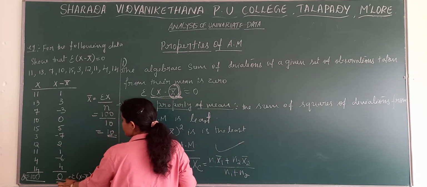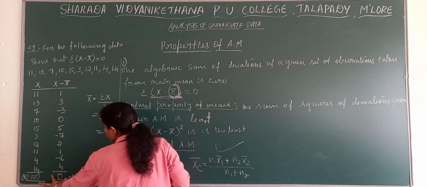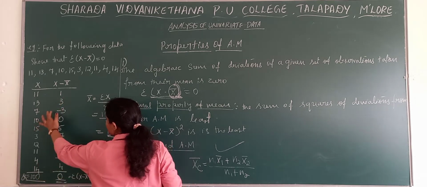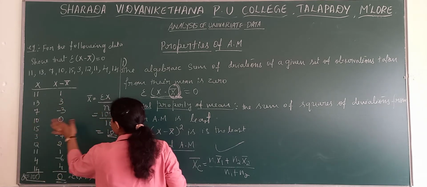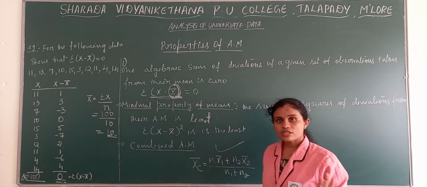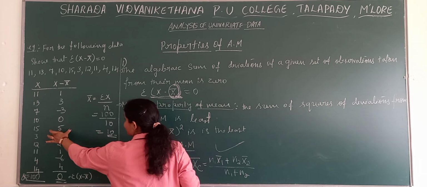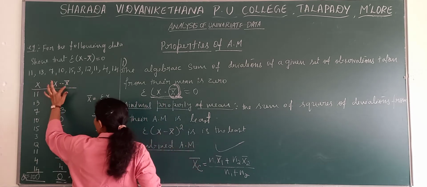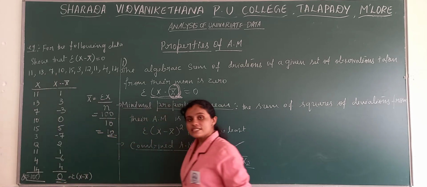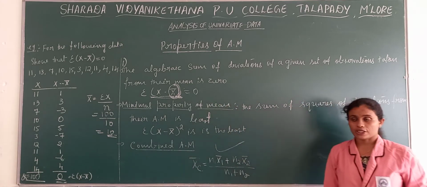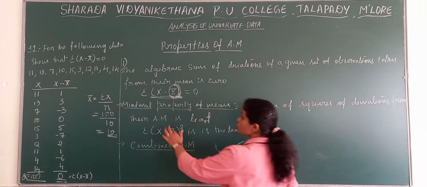Now, the sum of the deviations. These are the differences between the mean and the x values. So the deviations taken from their arithmetic mean sum to 0. That is the first property.